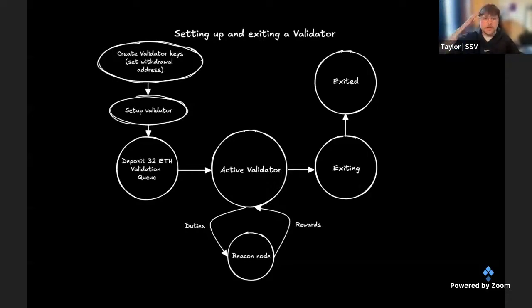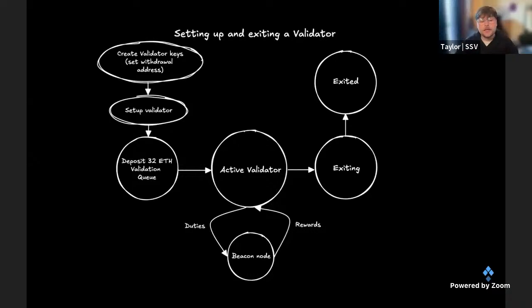So what does it actually look like for setting up and exiting a validator? The first thing I said there was about creating the validator keys. This is generally done through Ethereum's deposit CLI, which I'll show later. When you do this, it's important to think about, for this presentation, that you need to set a withdrawal address. This will essentially be some address. It can just be a normal wallet, like your MetaMask or something, which you have control of, where you can take out the rewards that you've gained from staking.